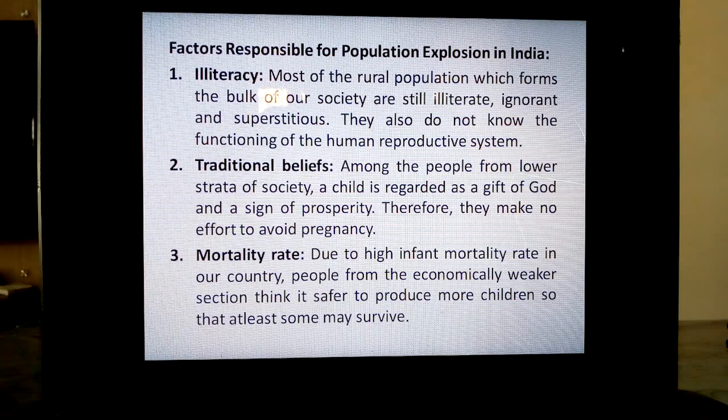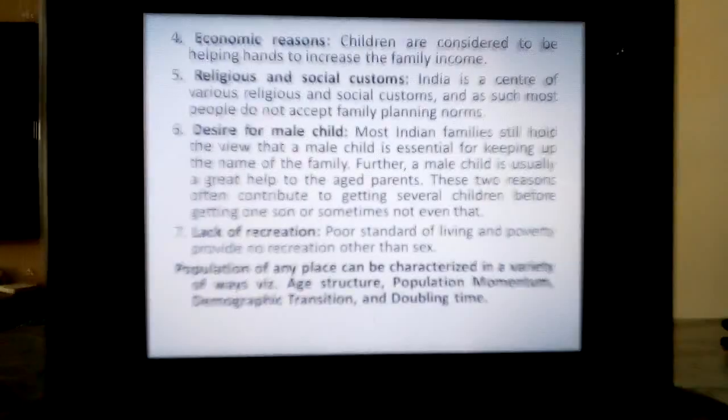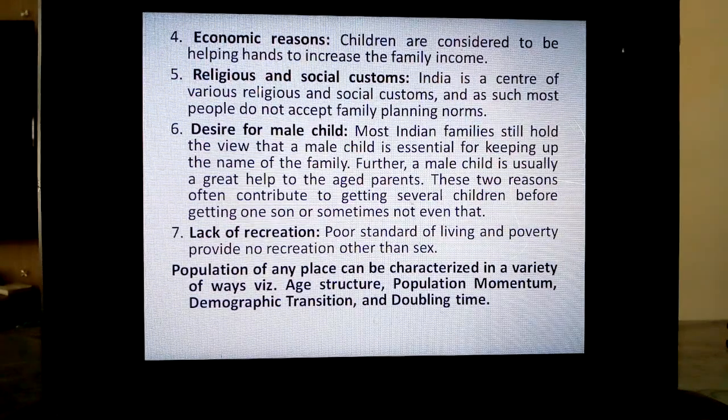Traditional beliefs. Next, mortality rate. Due to the high infant mortality rate in our country, people from the economically weaker section think it's safer to produce more children so that at least some may survive. So the high mortality rate, death rate is increasing. So they think if I have 5 children, 2 pass away, well, at least I'll have 3. If I have only 1 child, and that 1 child goes, I'll become childless. No. So let me have more children. That is the idea behind this. Economic reasons.